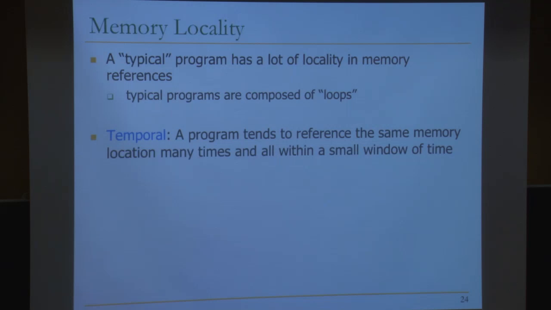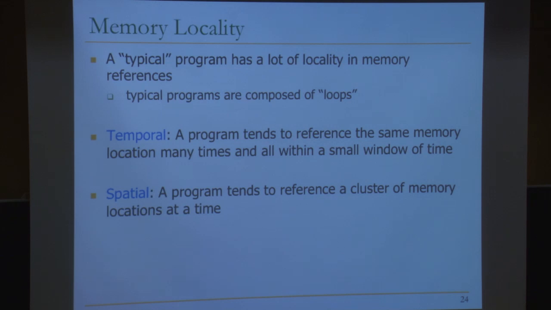Temporal locality means a program tends to reference the same memory location many times, all within a small window of time. If you access memory location A, it's likely that you're going to access memory location A again. In fact, registers exploit this kind of locality. If you allocate data that you're going to access frequently, or within a window of time, into the registers, we've already seen this principle.